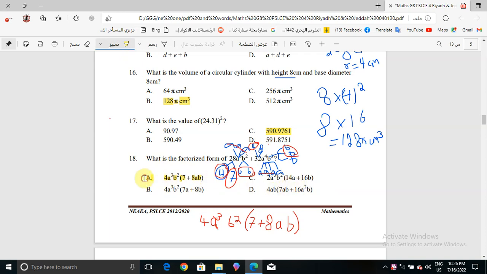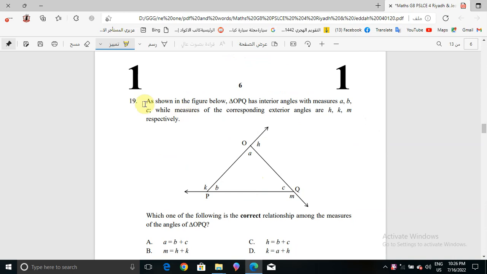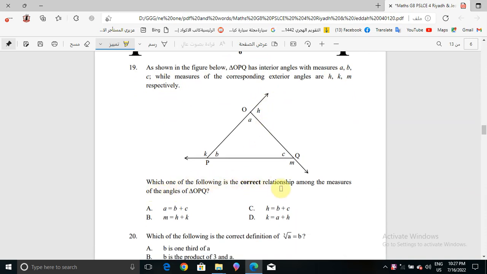Okay, now in question number 19, as shown in the figure below, the triangle OPQ has interior angles with measures A, B, C, while the measures of the corresponding external angles are H, K, M respectively. Which one of the following is the correct relationship among the measures of the angles of triangle OPQ? Here we have K, right? K is equal to A plus H. So K is equal to A plus H, which is in choice D.